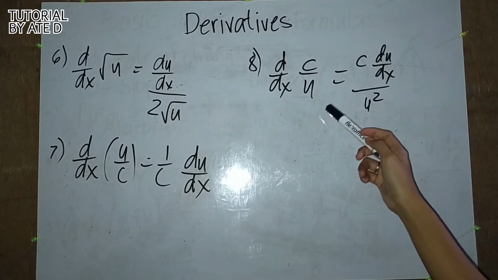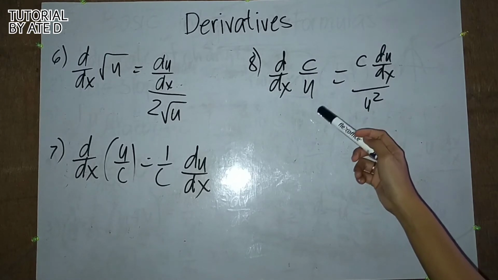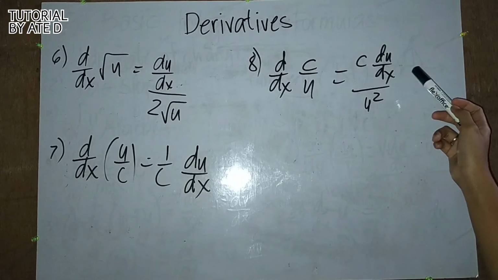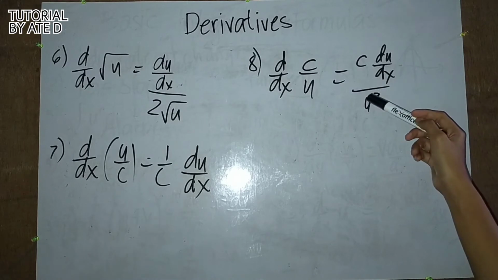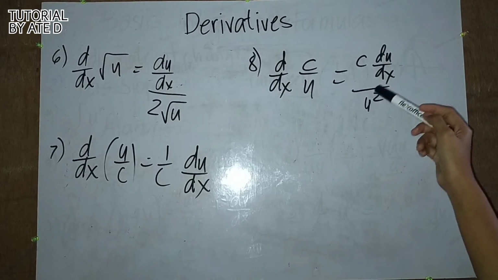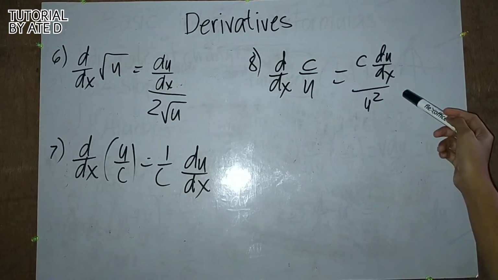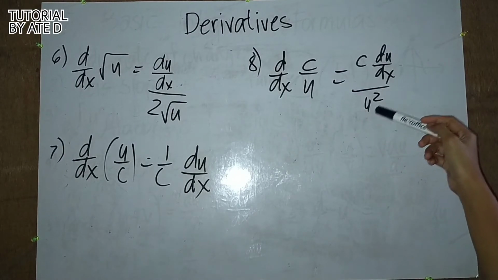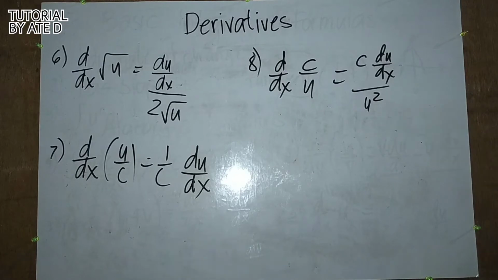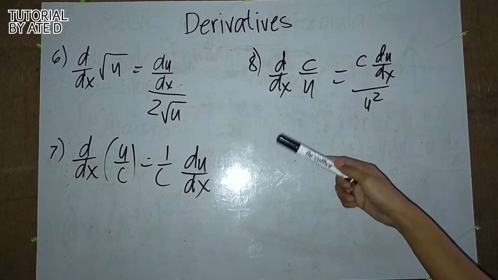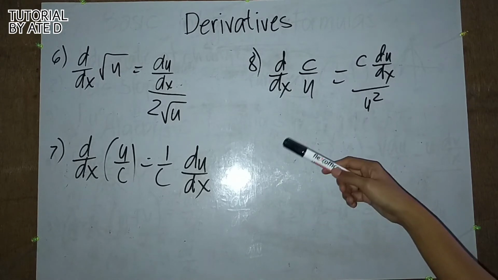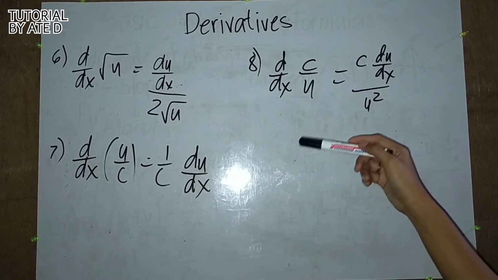constant ay nasa numerator na at yung function ay nasa denominator. So, ang format, kokopyahin mo yung constant at imumultiply sa derivative ng denominator. Tapos, i-divide mo ulit siya sa square of the denominator. So, sana kahit papaano ay may napipick up kayo. So, mag-proceed na tayo sa examples para mas madali ninyong maiintindihan.